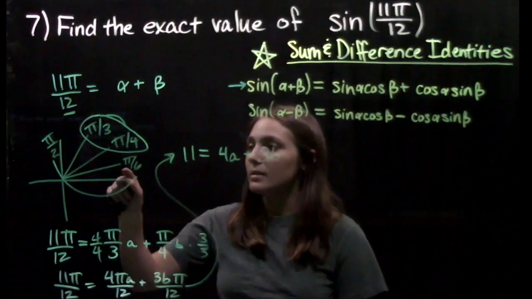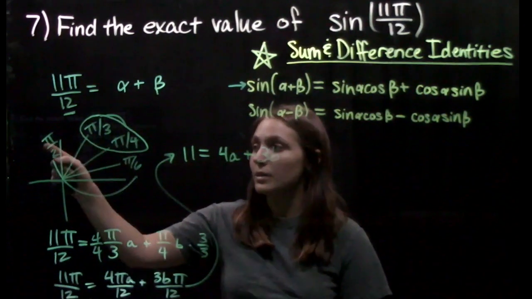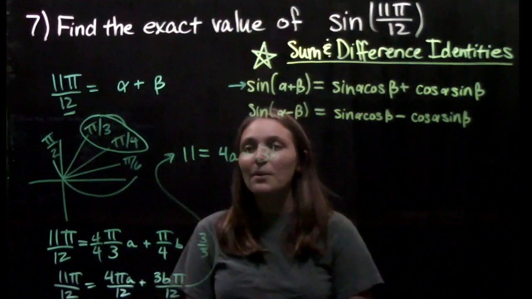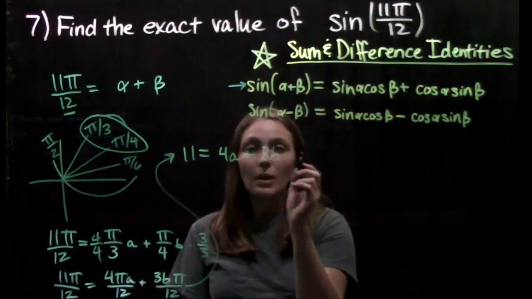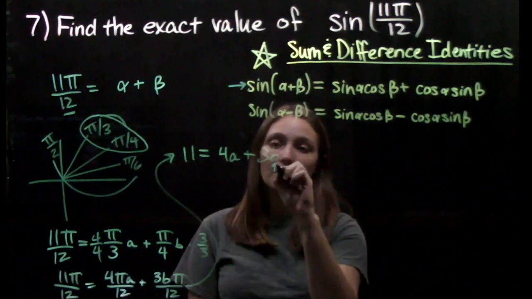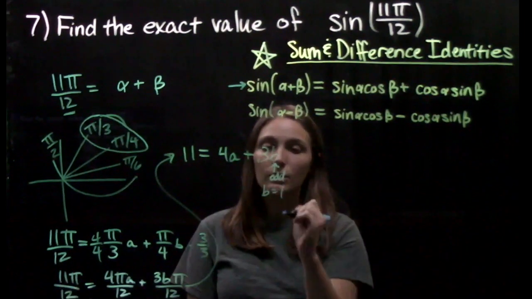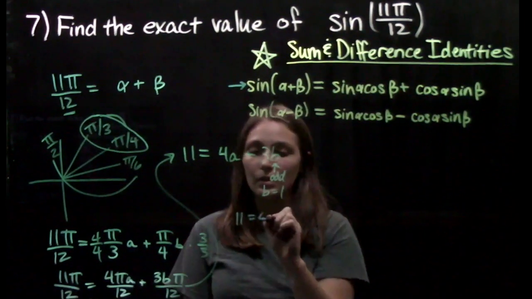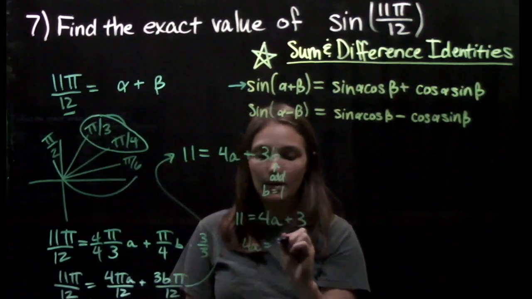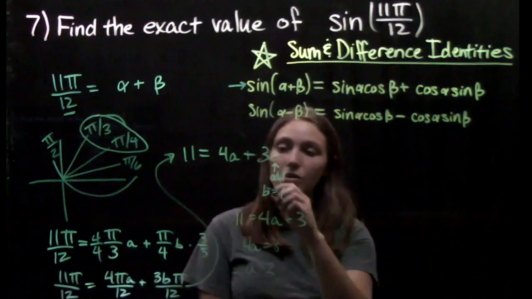And we know that both a and b are going to have to be integers. Why do we know that? Because each one of the numbers in front of the pi on the unit circle is going to be an integer. You're not going to have half pi over 2. So we need both of these to be integers. Well, since 11 is an odd number and 3 is odd on this side, we know that b is going to have to be an odd integer. So if we plug in b equals 1, we have 11 equals 4a plus 3, or 4a equals 8, or a equals 2. That's another integer, so it works.